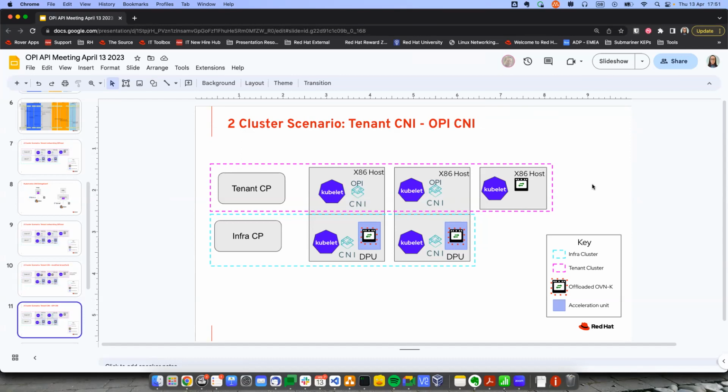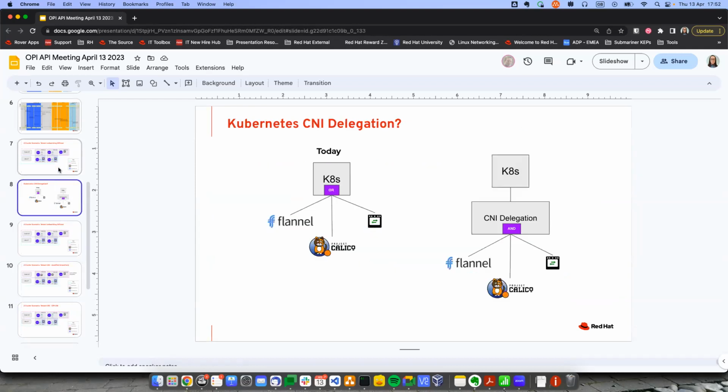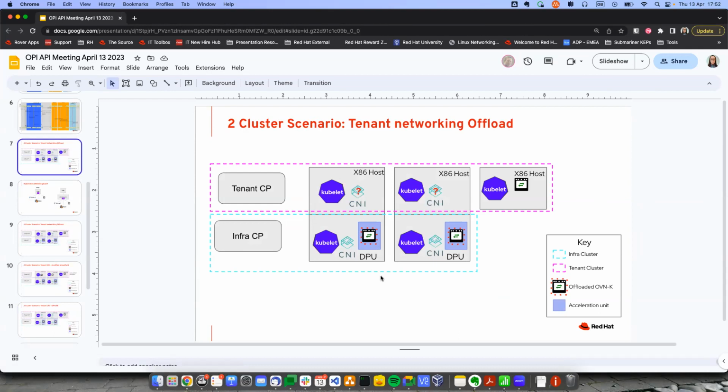I did find that there was a CNCF project called CNI Genie that allows you to do CNI delegation already today. I haven't investigated how to use it myself, but I guess precedent does exist to allow this kind of scenario. And I just wanted to highlight that this might be something we may want to consider in this group when we talk about offloading the tenant network down to the DPU.